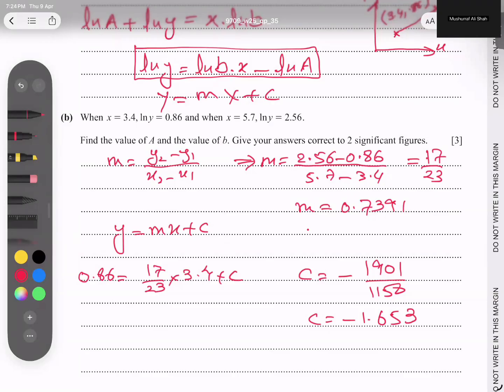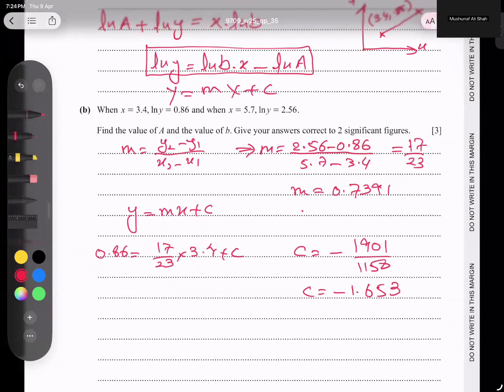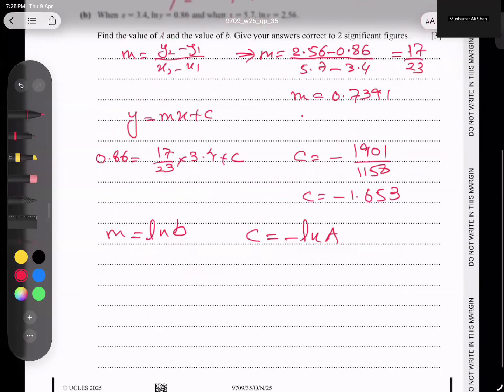Okay, now student, what to do onwards? The gradient is basically equal to ln b. Look, can you compare these? Yes, we can compare. So I can say here the gradient m is equal to ln b, and the y-intercept c value is basically negative ln a. Now, students, this gradient value I'm going to plug in here: 17 over 23 is equal to log of b. And this value completely I'm going to copy here and write in fraction form. Fraction form is more accurate. That is the logic behind it.